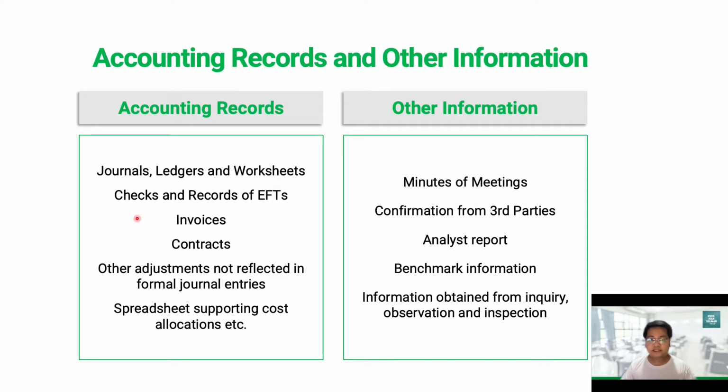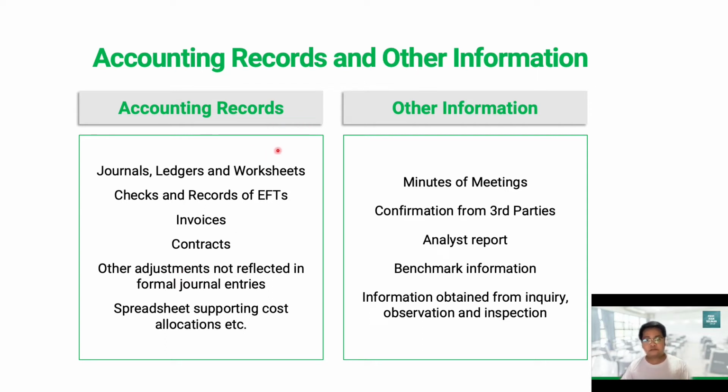Source documents are such as checks and records of EFTs, or electronic fund transfers. Invoices and contracts are examples of source documents. Other adjustments that are not reflected in formal journal entries, for example in the worksheet maintained by the management to come up with the final financial statements, are part of our client's accounting records. And also a spreadsheet that supports cost allocation. So these books of accounts, worksheets, and source documents are part of what we call accounting records.